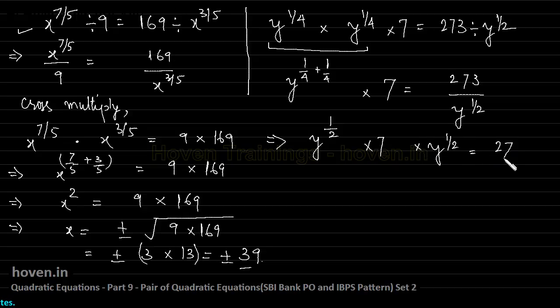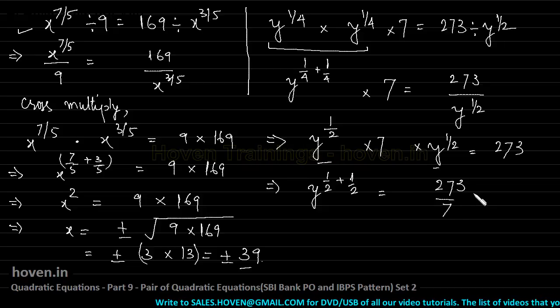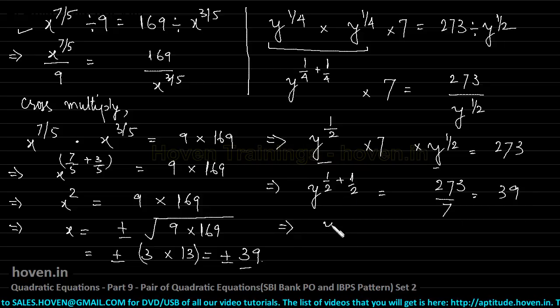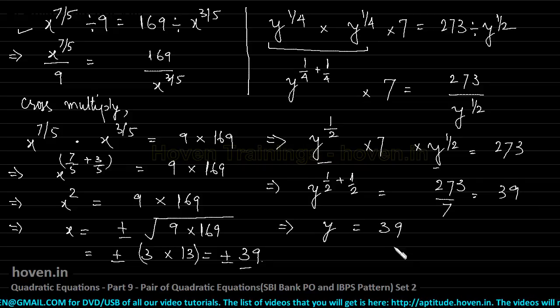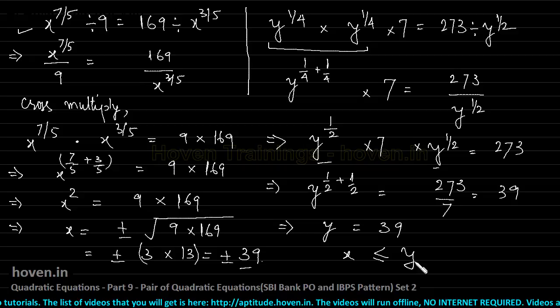I'll bring this y raised to 1 by 2 to this side, equal to 273, which implies now this and this can be combined, powers will add, we will get half plus half, so half plus half is equal to 1. 7 can be moved down, equal to 273 divided by 7, which is 39. So y equal to 39. So the relation that follows is that x is less than or equal to y.